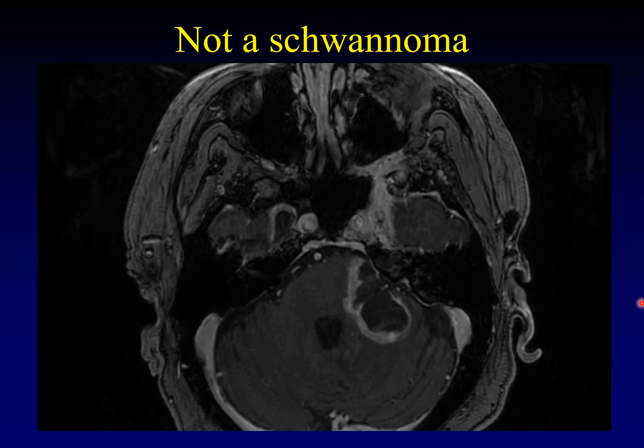Be careful. This is not a schwannoma at all. This is perineural spread from squamous cell carcinoma that has come up through the pterygopalatine fossa, come back along V2, filled Meckel's cave, and then spread back along the trunk of the fifth cranial nerve. And this is all perineural spread of squamous cell carcinoma extending back to the brainstem along the fifth cranial nerve.